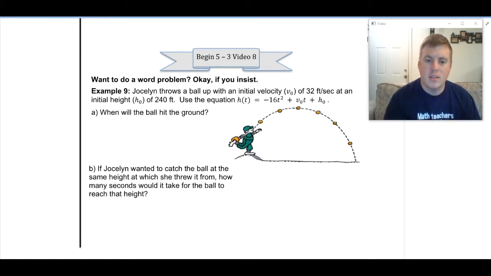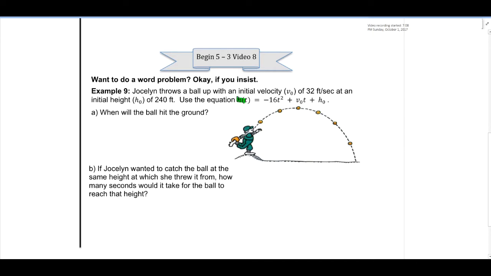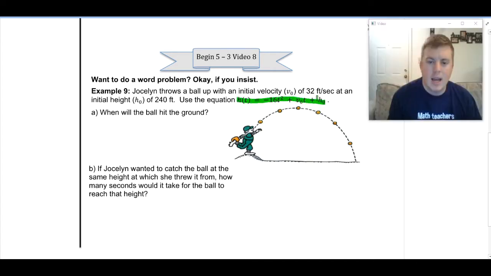We're going to take a look at Jocelyn throwing a ball up with an initial velocity of 32 feet per second and an initial height of 240 feet. And then we want to use the equation h(t) = -16t^2 + v0 t + h0. Now this is going to be a very common formula that we will be dealing with in quadratics. You will see us refer back to this several times. This is your basic equation for projectile motion, so anytime you're throwing a ball up in the air, kicking a ball up in the air, using a catapult or something like that, we're going to be reverting back to this formula. So we are asked to figure out when the ball is going to hit the ground.